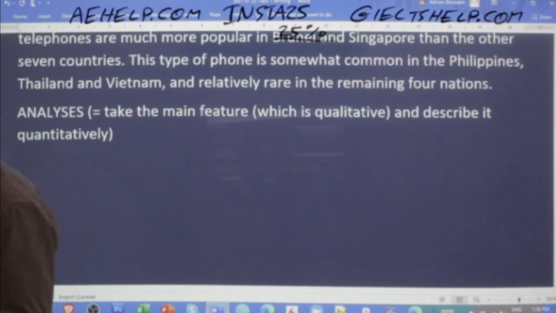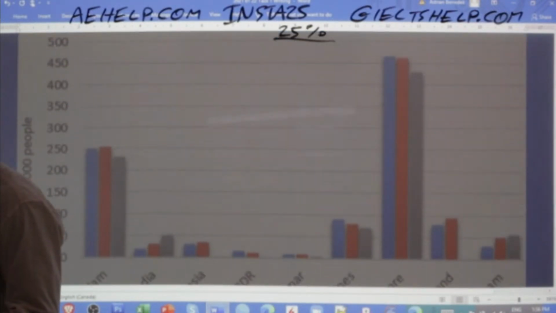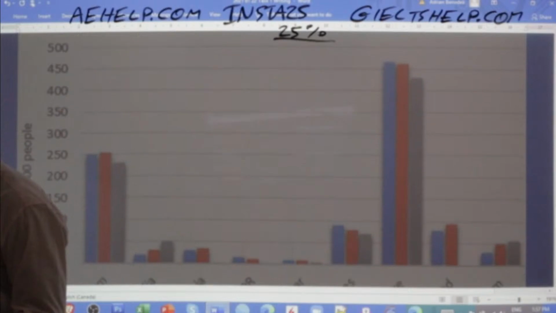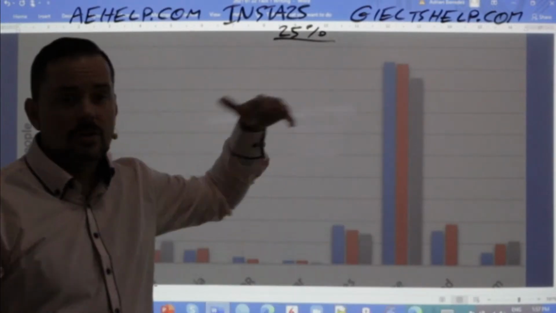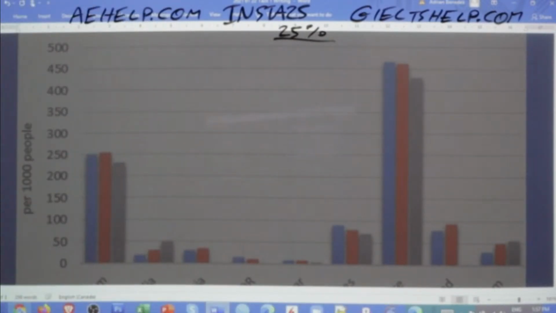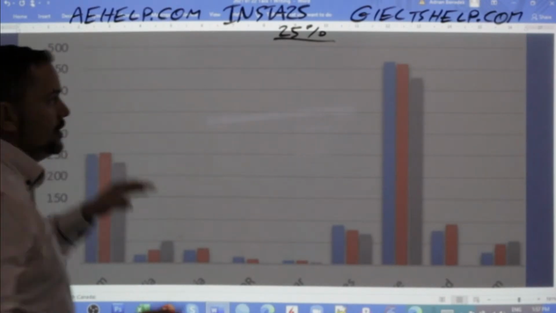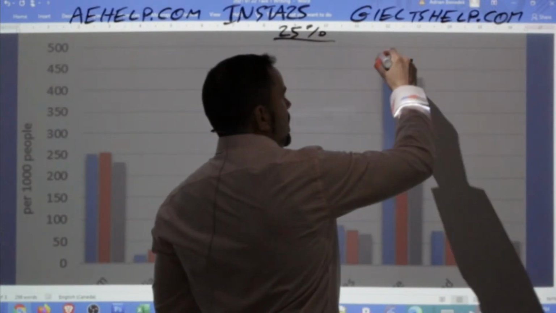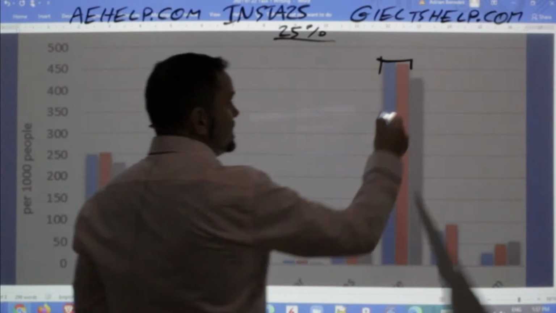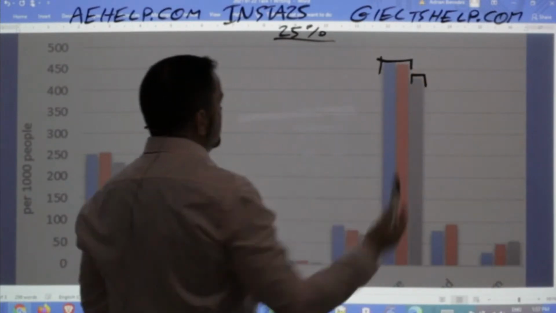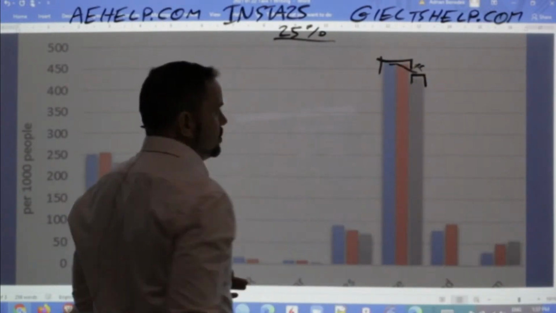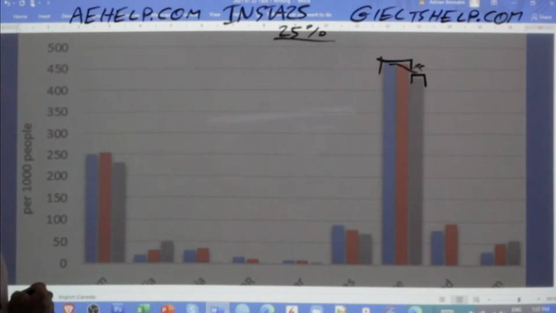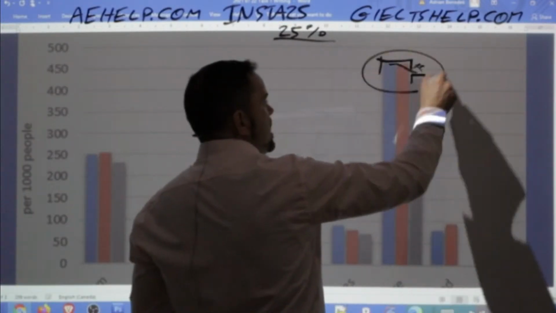So first, we want to start with Singapore. Okay, all right. So here we have Singapore with these very nice, large, long bars. And we want to now define that quantitatively. So quantitatively, it's 450 in 2000 and 2002, and slightly less at 420. It's almost irrelevant, okay? These are slight decreases.